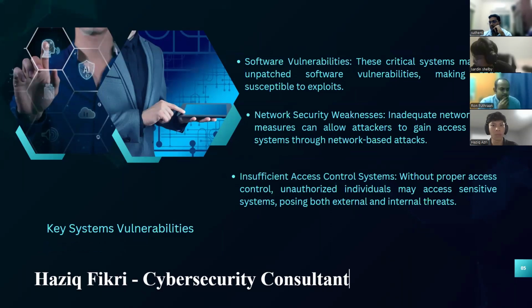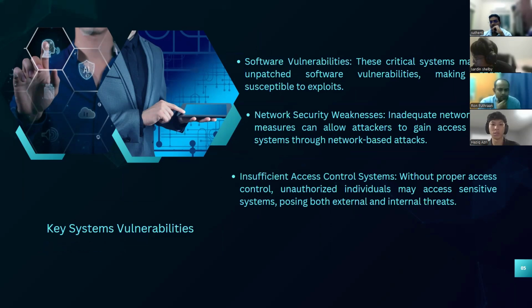So there are 3 things that we need to look into for key system vulnerabilities. The first one is the software vulnerabilities. These critical systems may have unpatched software vulnerabilities, which makes them susceptible to exploits. And next is the network security weakness. Inadequate network security measures can allow attackers to gain access to the system through network-based attacks. And lastly is insufficient access control systems. Without proper access control, unauthorized individuals may access sensitive systems, posing both external and internal attacks.